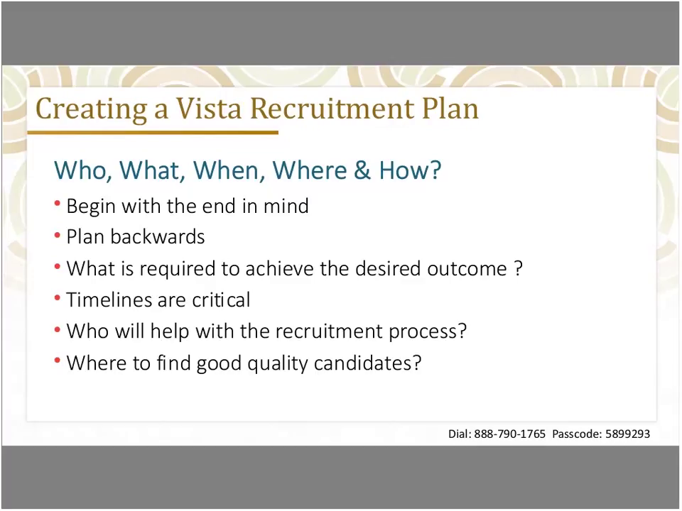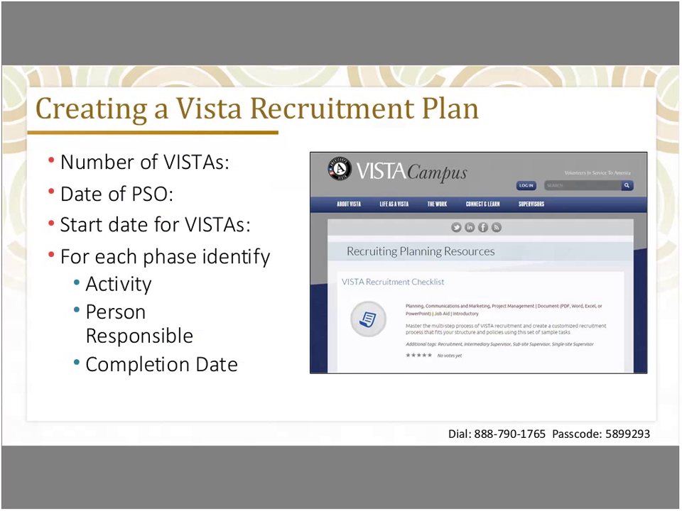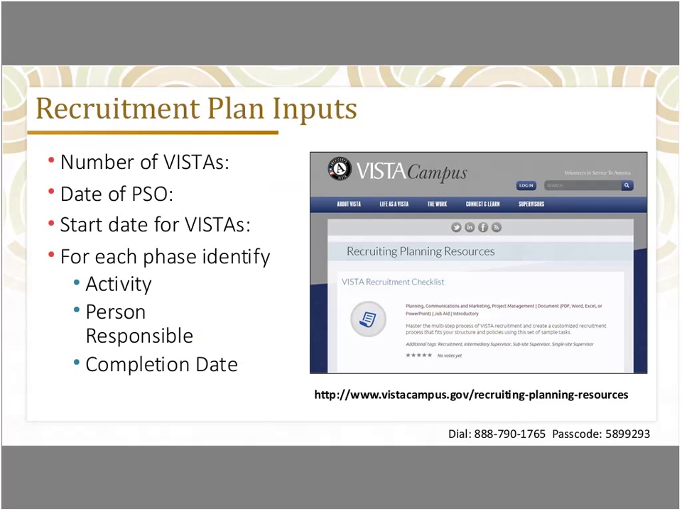And then look, where do you find good candidates? Where are they out there? Some of them are in your backyard. Some of them are all across the country. But being clear, where do you find them? So now that you've got that part together, how many Vistas do you need? Clear about the PSO date. When are the Vistas going to start? And what's going to be done at each phase of the recruitment process so that you know clearly what needs to be done, who is going to be responsible for getting it done, and a completion date.